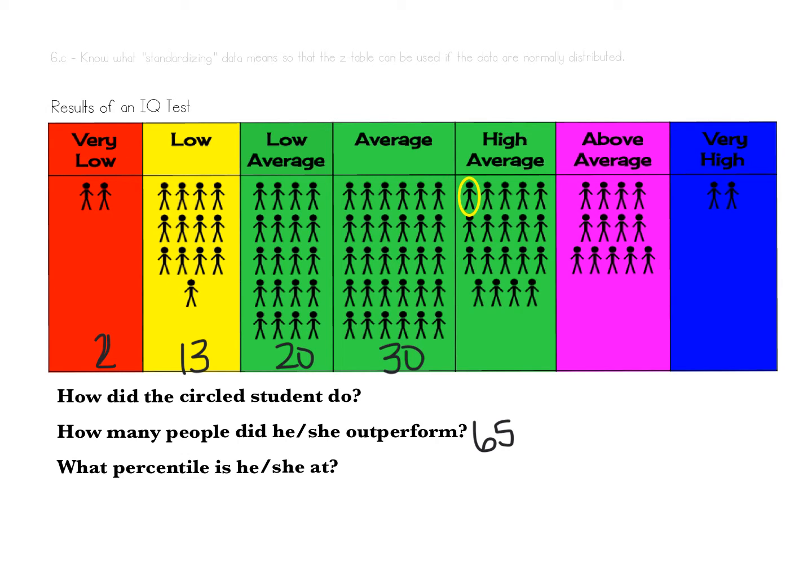So to find the percentile, I need to know, okay, she did better than 65, but out of how many total students? So then I need to add up and find out how many total students took the test, including herself. When I add them up, I see that 99 students took the test. So if she did better than 65 out of the 99, my percentile will come from taking 65 divided by 99, and I get 65.66%. And for percentile, I generally tend to round to the nearest whole number, so that would be the 66th percentile.